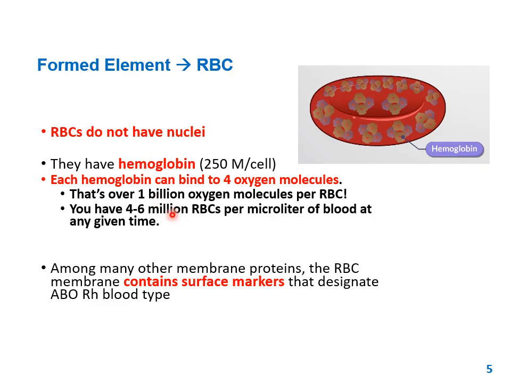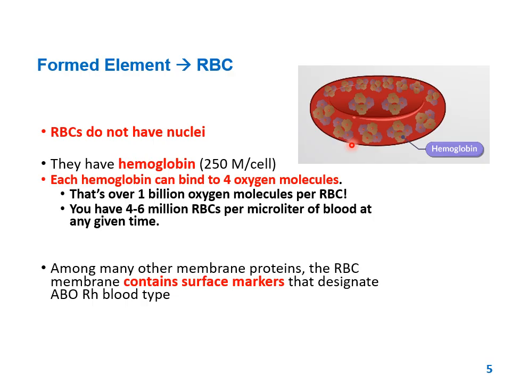Now, if you look at a droplet of blood, you're going to find 4.6 million red blood cells per microliter. What is a microliter? It's a very, very tiny drop. So you do have a lot of these red blood cells in your blood, and you have a lot of oxygen at any given time.